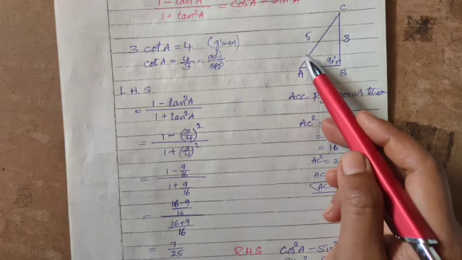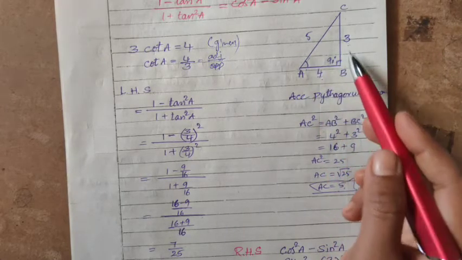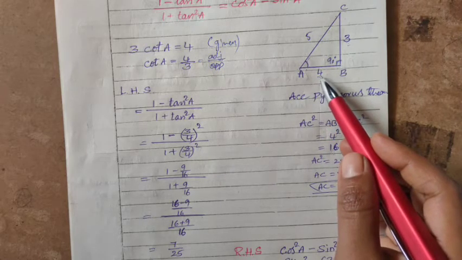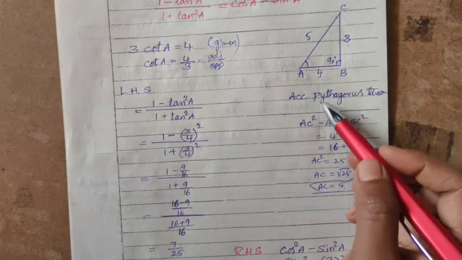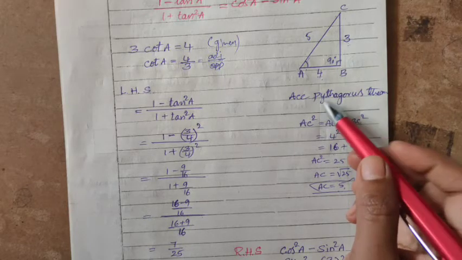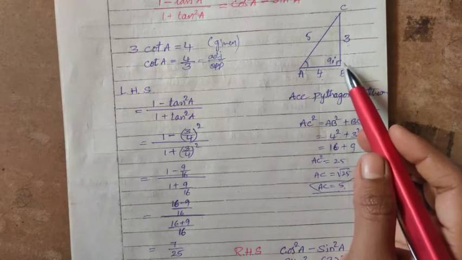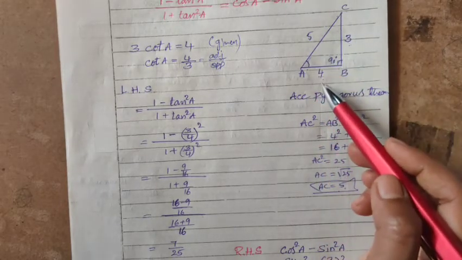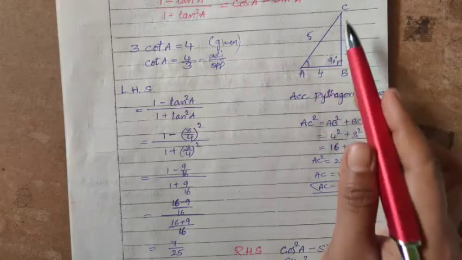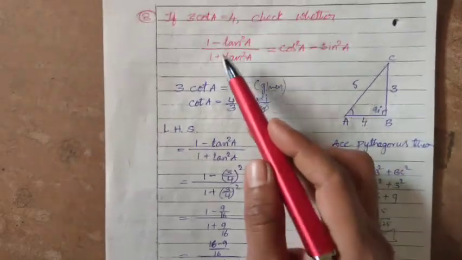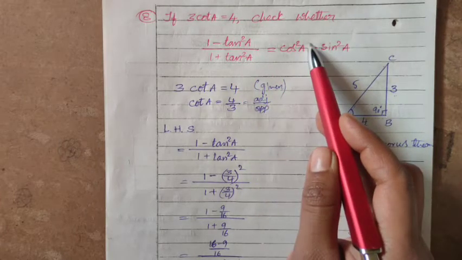The length AC is equal to 5. So now here you know that 3, 4, 5 is a Pythagorean triplet. You learnt in 8th standard in the chapter square and square roots. So what are Pythagorean triplets? This is one of the Pythagorean triplets. Now we can check whether these two are equal or not.